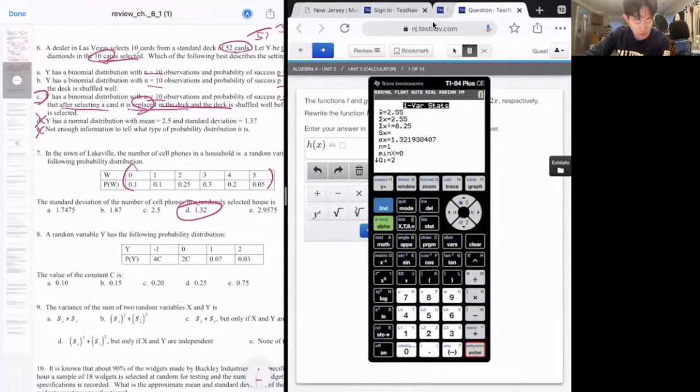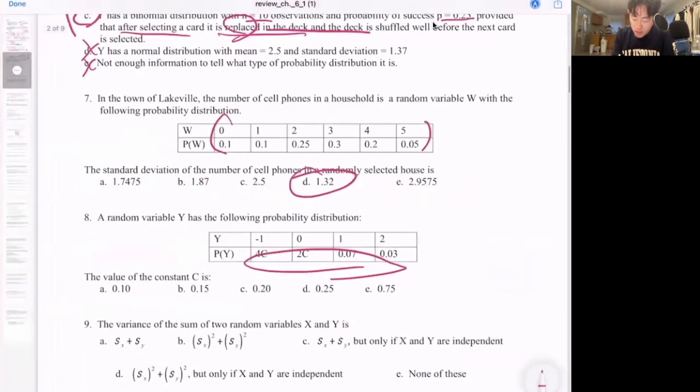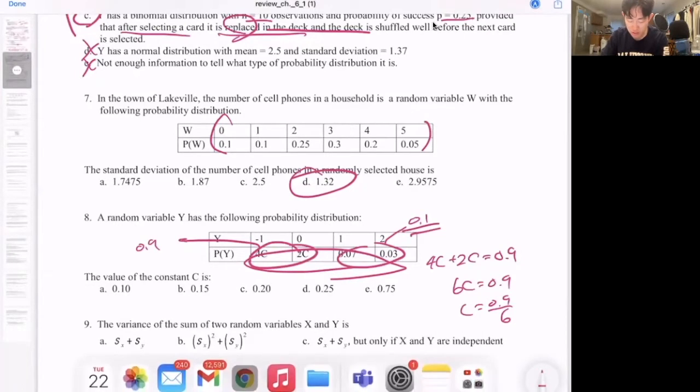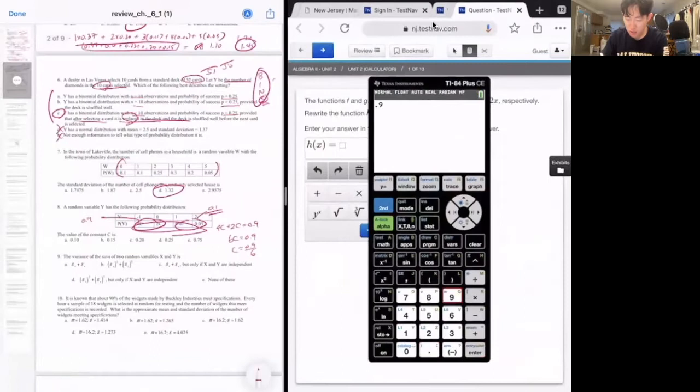Number 8, random variable, the value of constant C here. Well, all of this has to add up to a 1. This gives me 0.1, which means this has to give me 0.9. So 4C plus 2C has to give me 90% because the rest of this is 10% here. 6C equals 0.9, C equals 0.9 divided by 6. So the value of C should simply be that. What is 0.9 over 6 here? I can't do math, so I'm just going to rely on my calculator: 0.15.